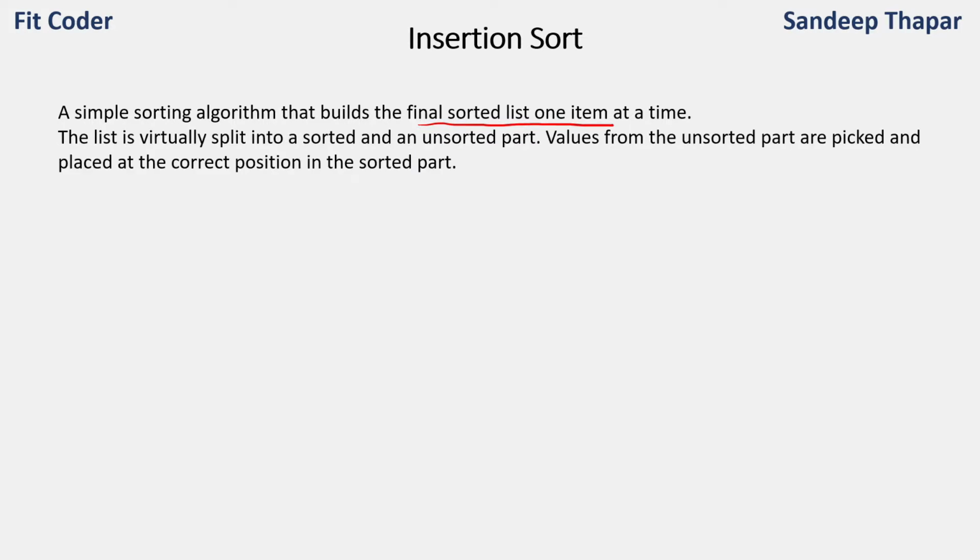Basically, the input list or array is virtually split into two parts. One is the sorted part and the other is the unsorted part. In each iteration, we pick a value from the unsorted part and place it at the correct position in the sorted part.